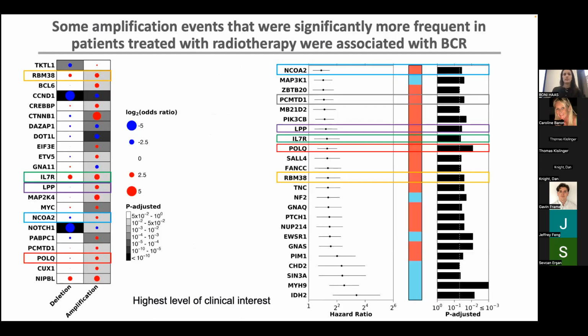And also, some of the top targets had mutations whose frequency was higher in patients that were treated with radiotherapy, and also they were associated with BCR. So we consider these targets as those with the highest level of clinical interest.